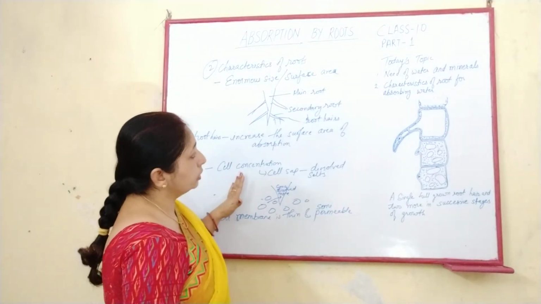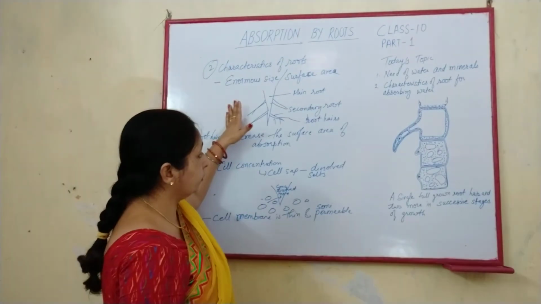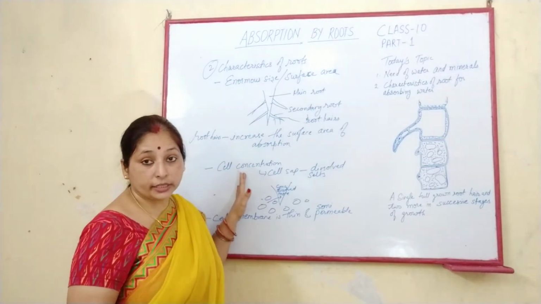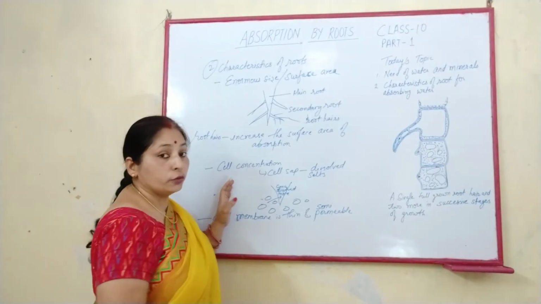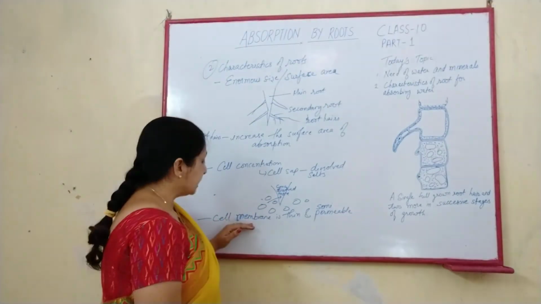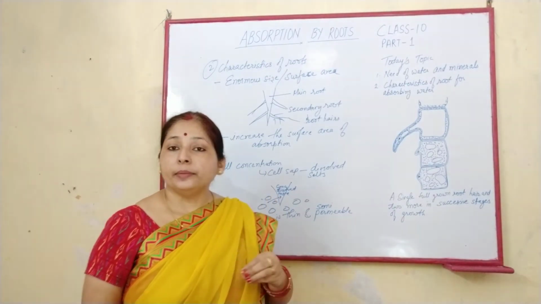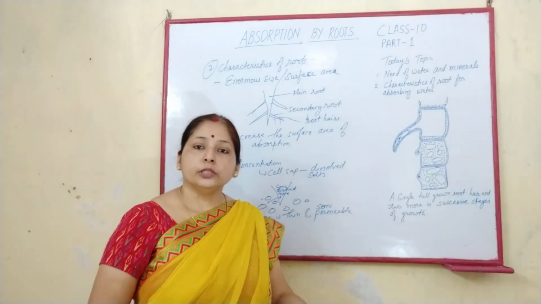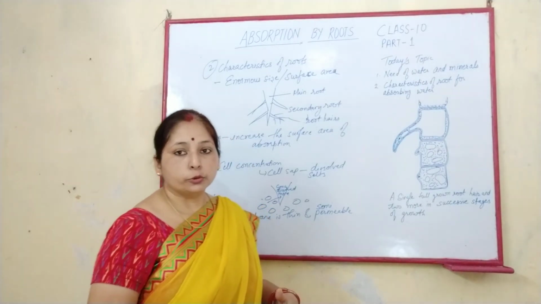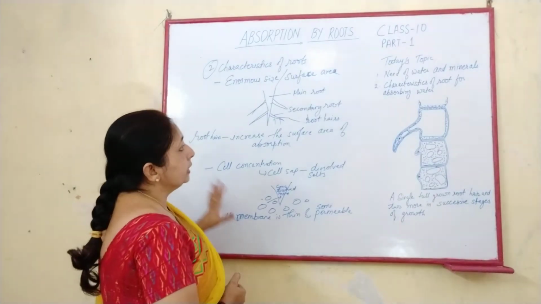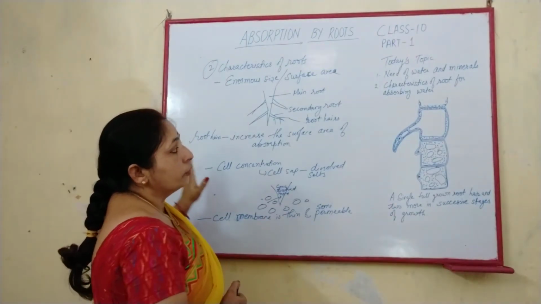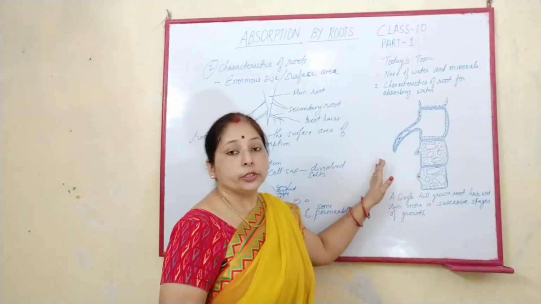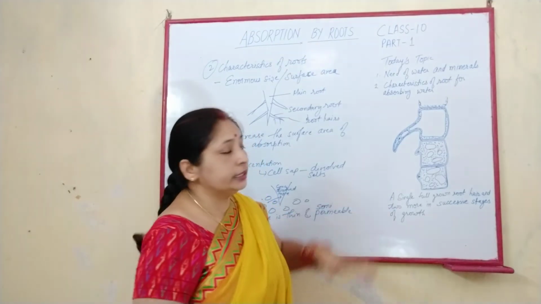The characteristics of root: first is to increase the surface area for absorption. Next is to create a concentration gradient for the transportation of water from the surrounding to the cell sap. Next is the cell membrane, which is thin and semi-permeable to allow movement of water from the surrounding to the root or root hair. All these characteristics are very important for the absorption of water by the root to be utilized by the plant.